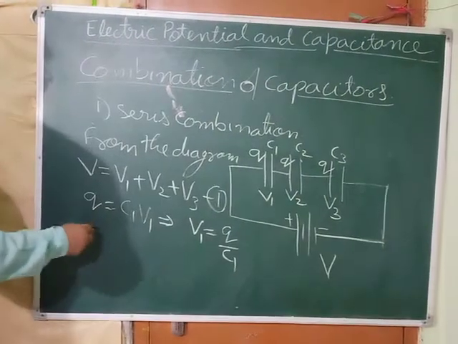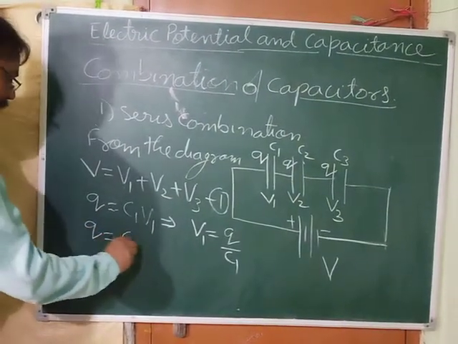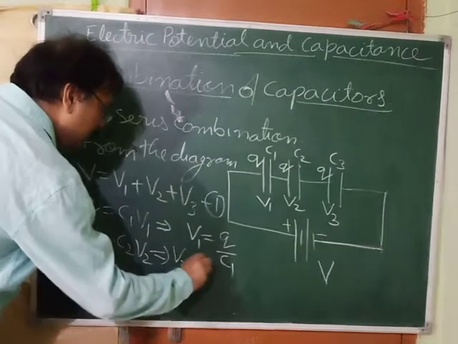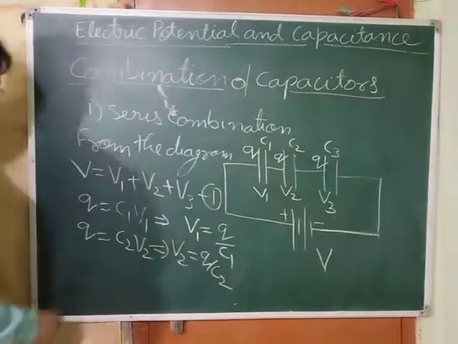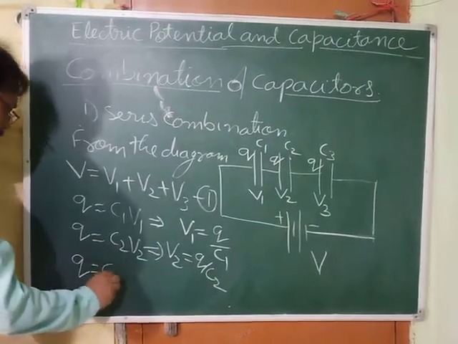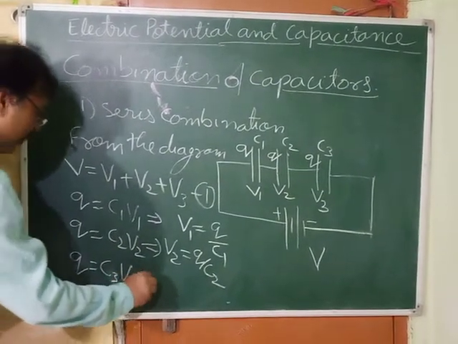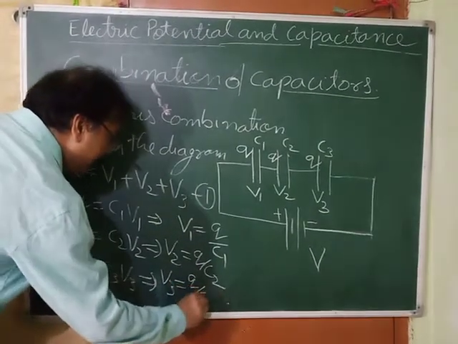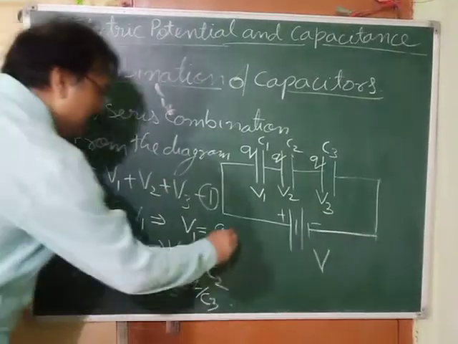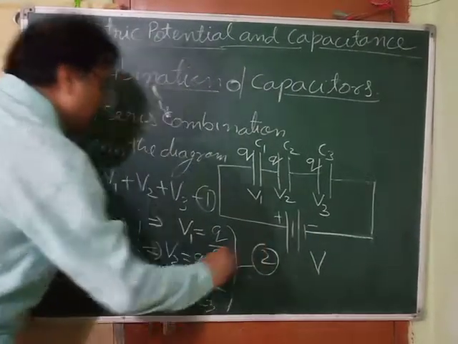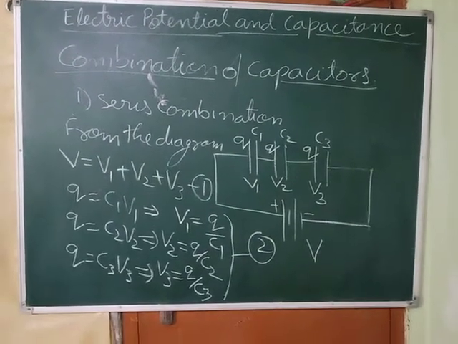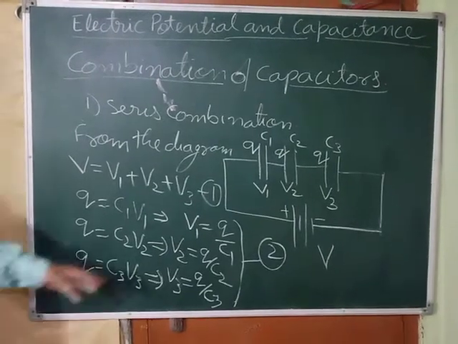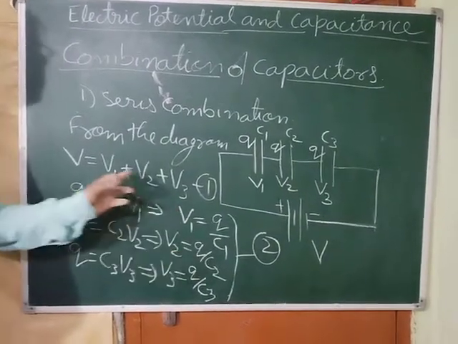In the same way for the second, we can write Q is equals to C2 V2, and this implies that V2 is equals to Q by C2. For third, we can write Q is equals to C3 V3, and this implies that V3 is equals to Q by C3. Let us mark this as equation number 2. Now we have got the values of V1, V2 and V3. We have applied the definition of capacitance only. So we can put these values of V1, V2, V3 from equation 2 in equation 1.